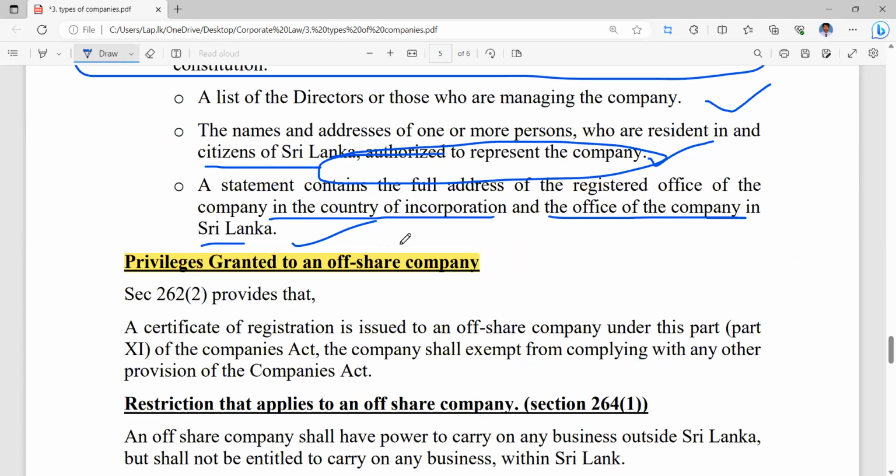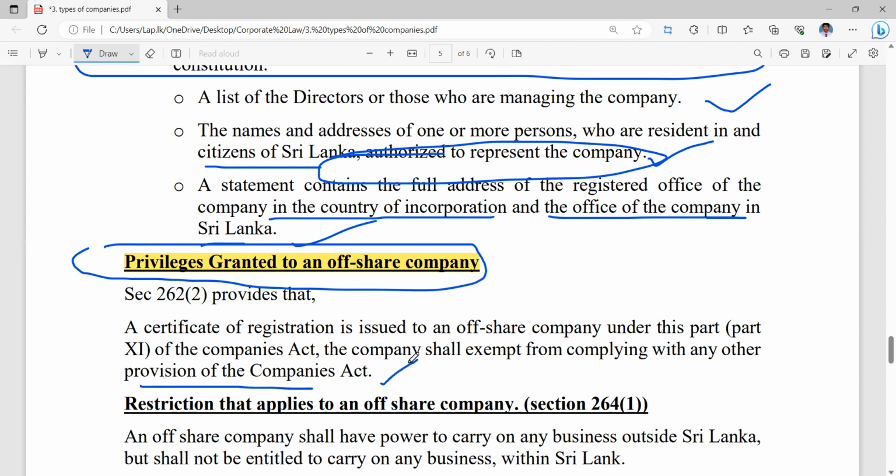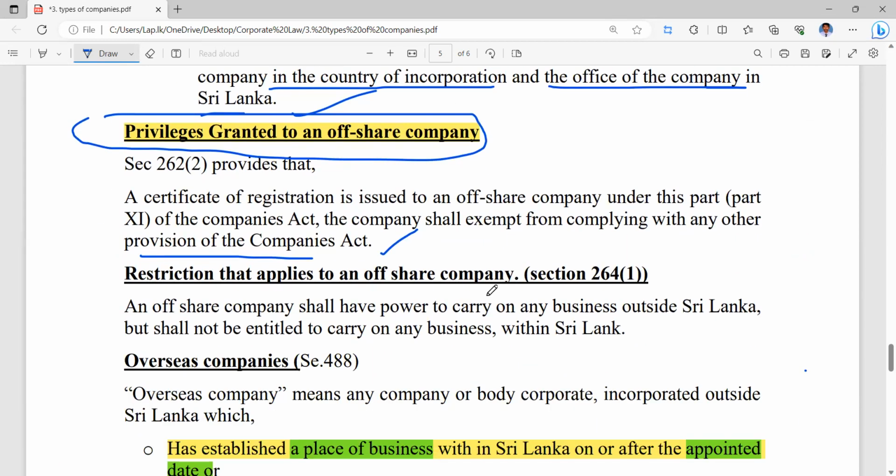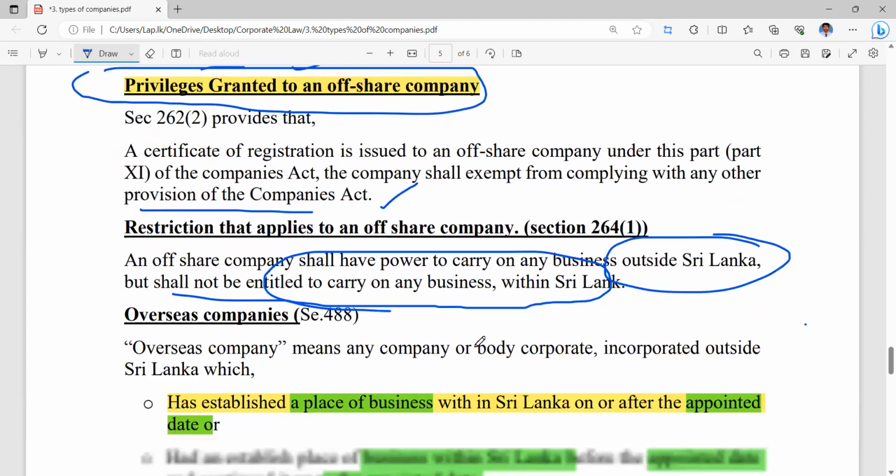Privileges granted to the offshore company. A certificate of registration is issued to the offshore company under Part 11 of the Companies Act. The company shall be exempt from complying with any other provisions of the Companies Act. The restriction that applies to the offshore company is that it shall have power to carry on business outside Sri Lanka, but they can't do any business activities within Sri Lanka.